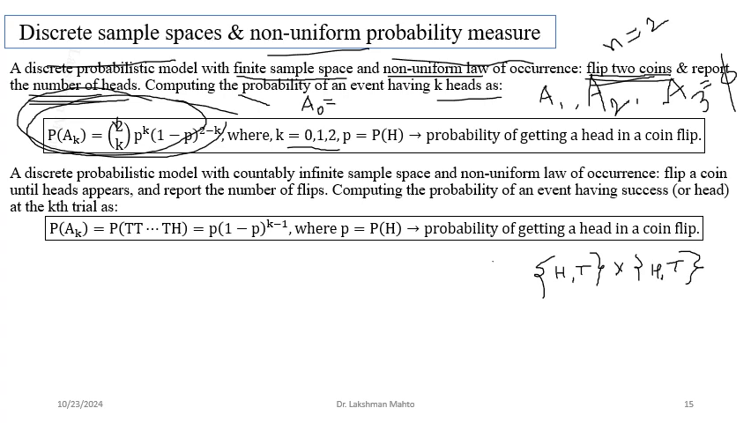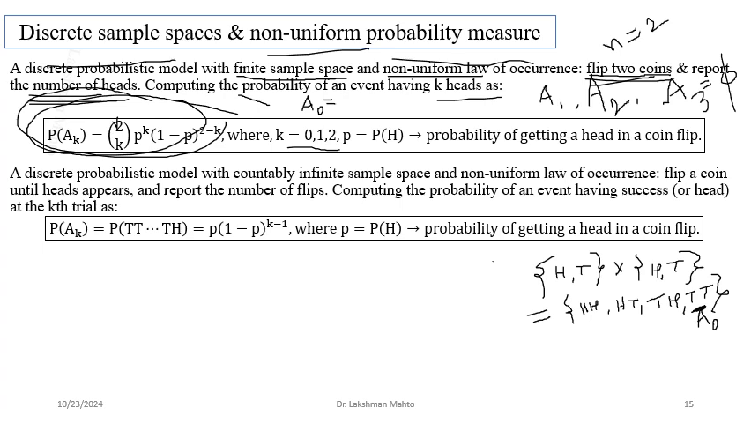So how many possibilities would be there in the sample space? If you are tossing two coins together, the outcomes are head head, head tail, tail head and tail tail. These are the possible outcomes. Now if you look at this outcome, how many heads do you observe? Zero heads. So this is an event where you say zero heads, which we denote by A0. So A0 will contain only one outcome, that is TT.